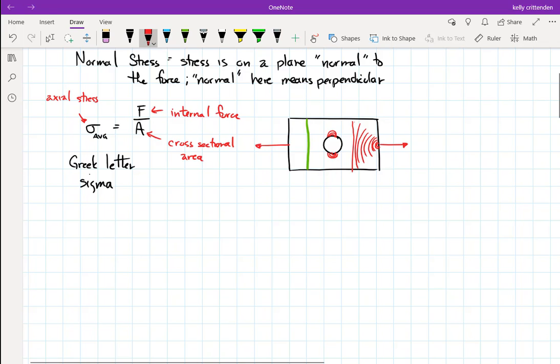Let's do a simple example of this. I think, did I already draw the picture? Maybe I did, I don't remember.